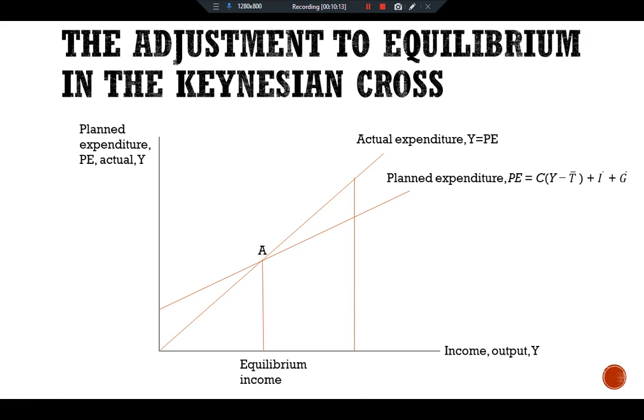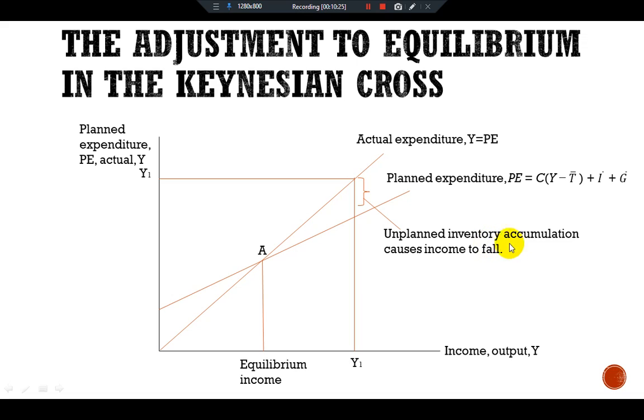Suppose that the economy is at Y1. At this point we have the higher income Y1, and we have unplanned inventory accumulation, which causes income to fall, and here the level of planned expenditure is PE1. If the economy is at Y2, the income is Y2, but the planned expenditure is PE2 here. So if firms are producing at Y1, then planned expenditure falls to PE1. This falls short of production, and firms accumulate inventory.